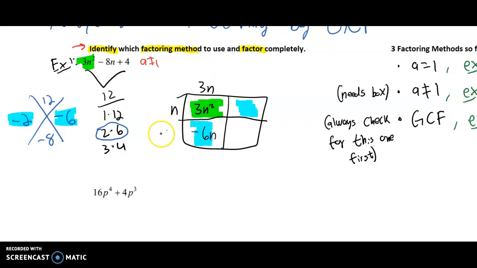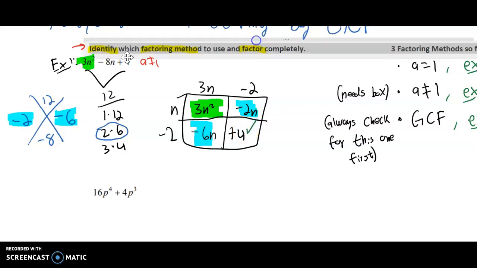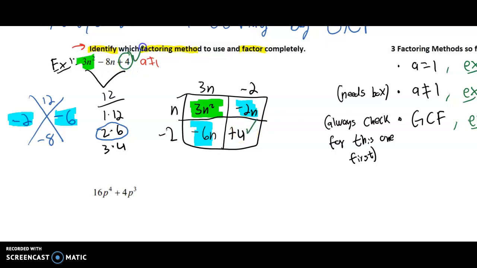3n times negative 2 is negative 6n. So that means negative 2n must go up here. And in the bottom right, I get a positive 4. We always check that this number matches this number. That tells you whether or not you're on track. It said just factor, and my final answer is 3n minus 2, n minus 2.